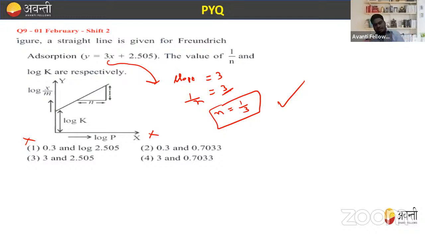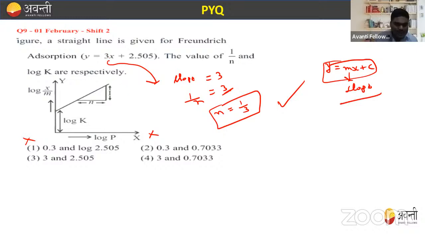So the first thing is very much clear. That is how we calculate n. So we can calculate n is equal to 1 by 3, because we know that y is equal to mx plus c, the straight line equation. So from here we can calculate the slope, m. M is called slope. By just comparing these two equations, now we can calculate the n.